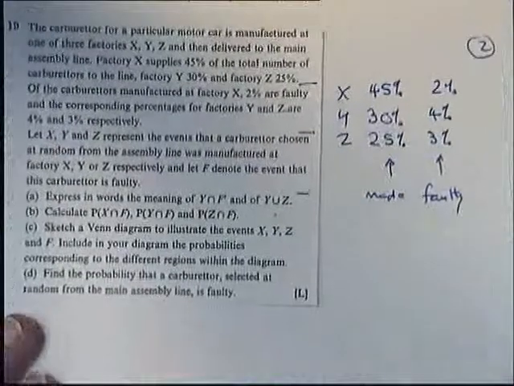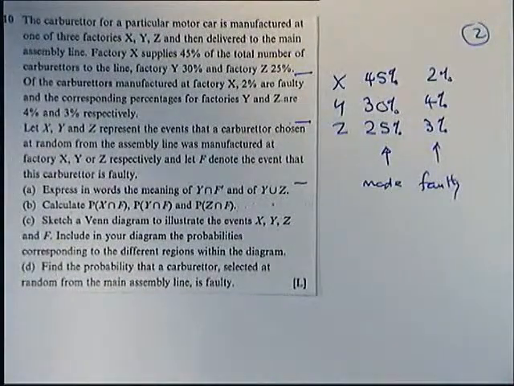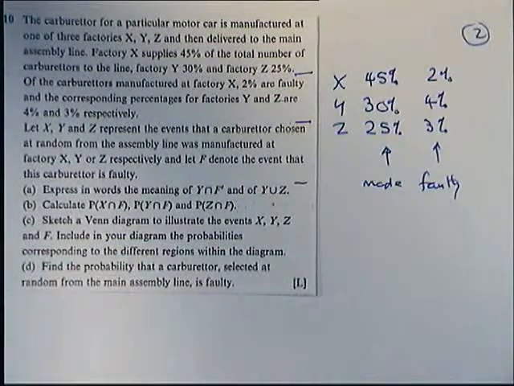Okay, so the question then says, sketch a Venn diagram to illustrate the events X, Y, Z and F. Include in your diagram the probabilities corresponding to the different regions within the diagram. So you've got to do a Venn diagram of this now. Oh, it's missed out B. Okay, sorry. Let's do B next. Thank you.